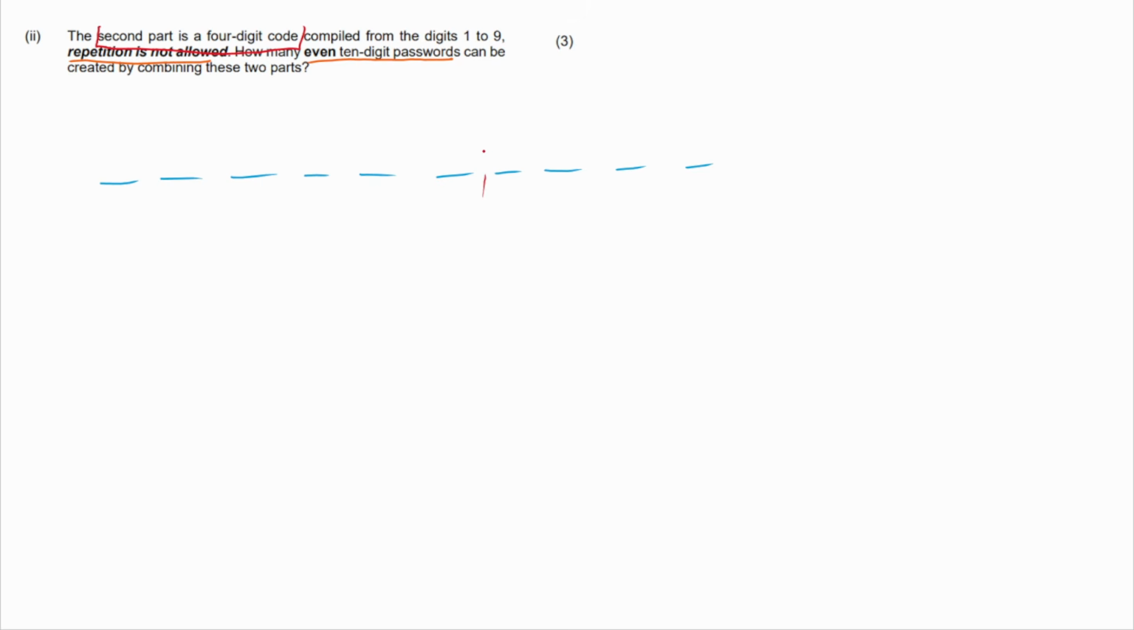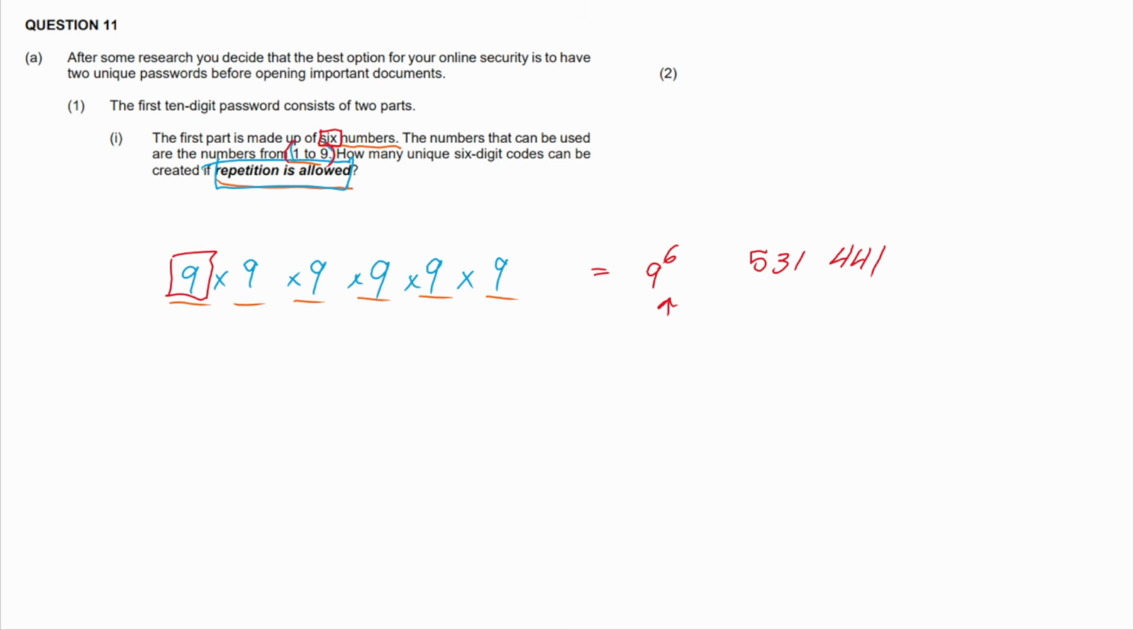Okay, so here's the first 6 over here, and then here will be the last 4. So we know that for the first 6 nothing's changed. The first 6 comes from here, so it's the exact same. So repetition's allowed for the first 6.